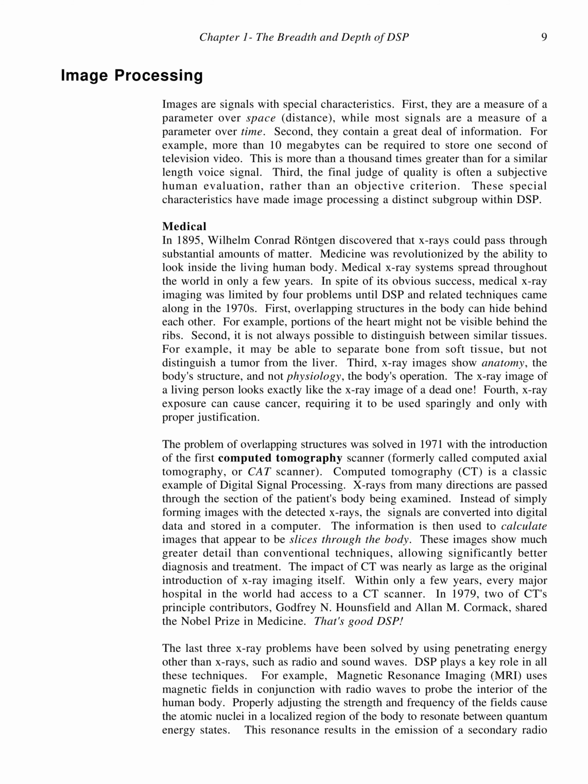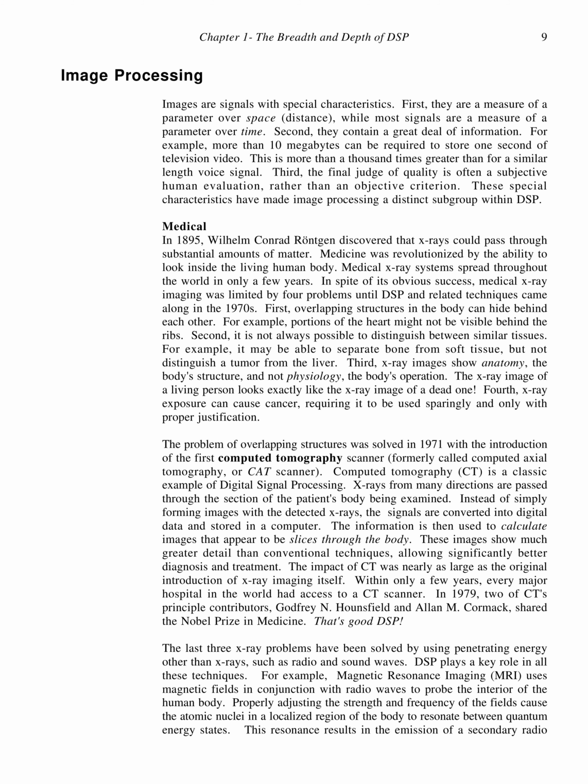For example, more than 10 megabytes can be required to store 1 second of television video, which is more than 1,000 times greater than for a similar length voice signal. The final judge of quality is often a subjective human evaluation rather than an objective criterion. These special characteristics have made image processing a distinct subgroup within DSP.